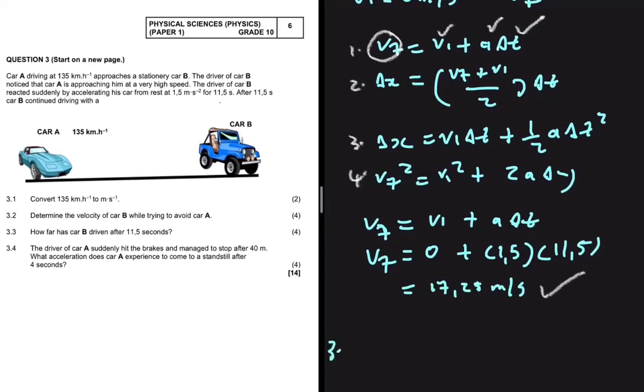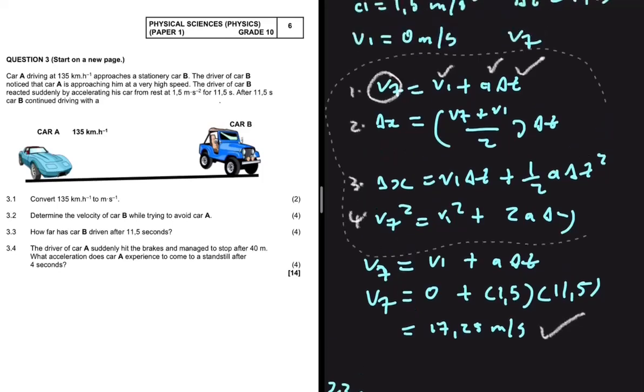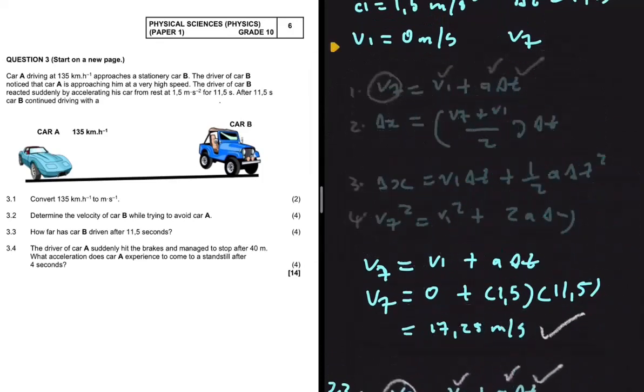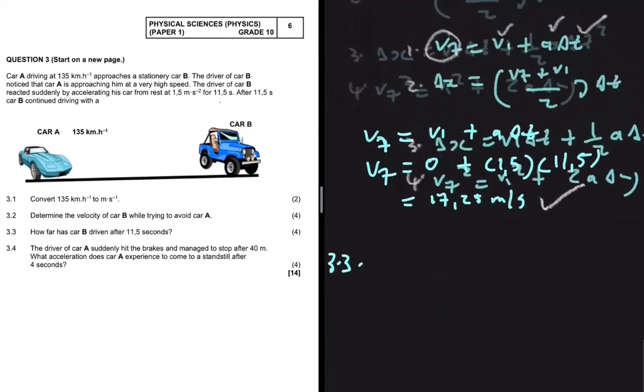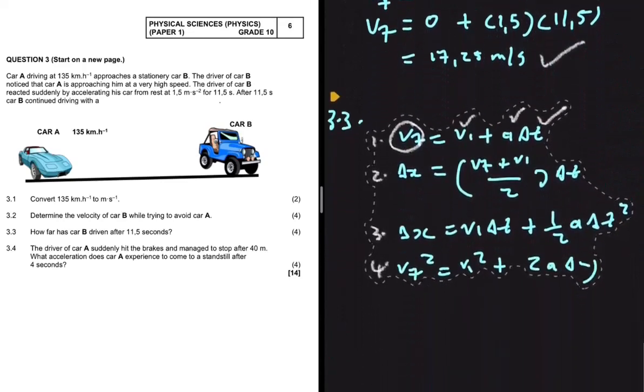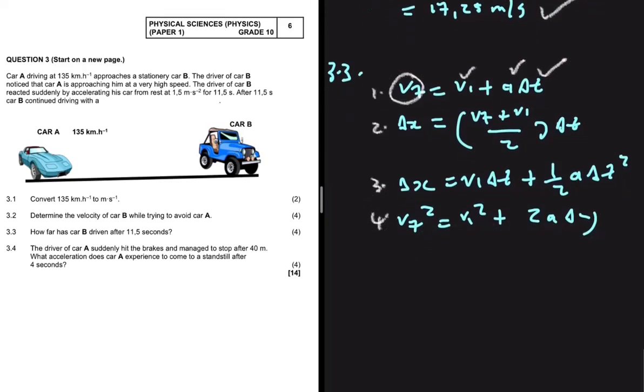Let's look at 3.3. But let's take our equations of motion with us because we might need to use them in 3.3. So the question is saying, how far has car B driven after 11.5 seconds? Again, let's jot down our information. We have delta t, which is equal to 11.5. We have our initial velocity, which is equal to 0. We have our final velocity, which is equal to 17.25. We're looking for delta x.